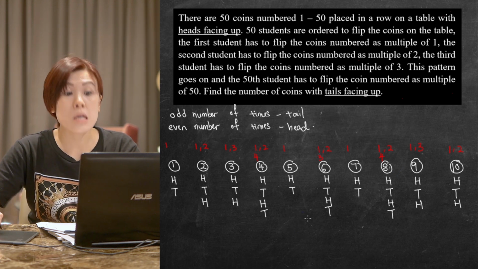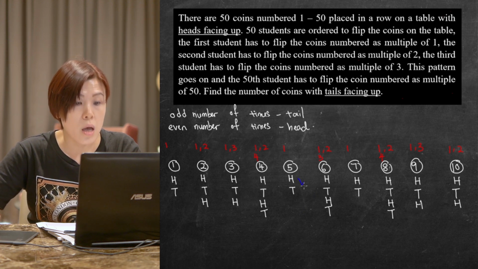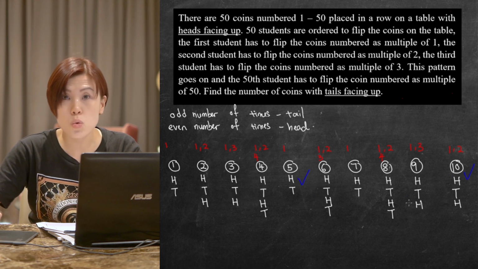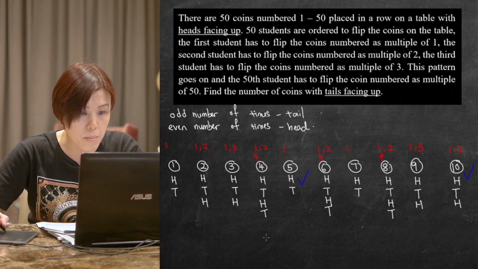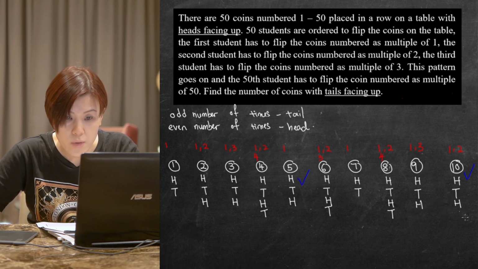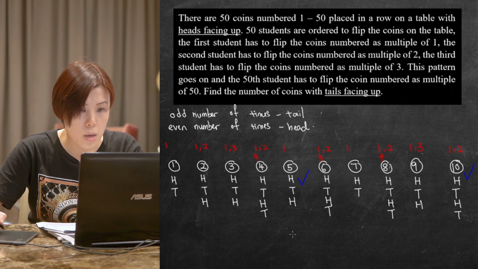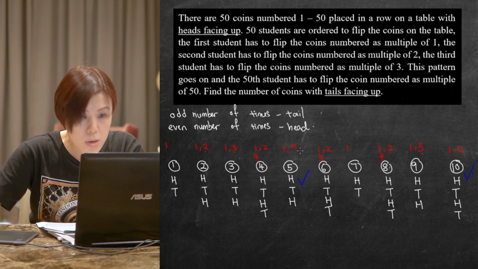Then this student will need to flip coin number 5, 5 times 1, and 5 times 2, 10. So these are the 2 coins the student needs to flip. Coin number 5 has tail facing up, now it will have head facing up. Coin number 10 has head facing up, will be tail facing up. And next I'm going to put 5.